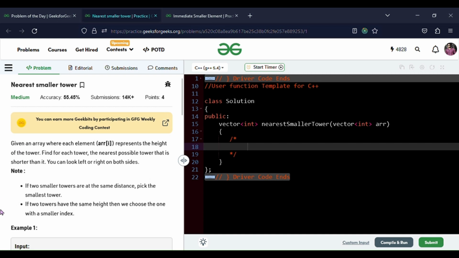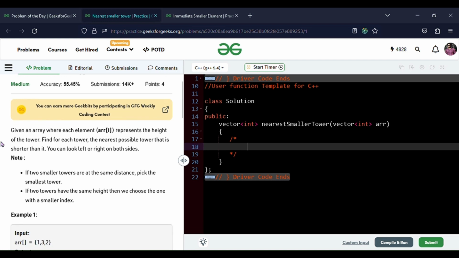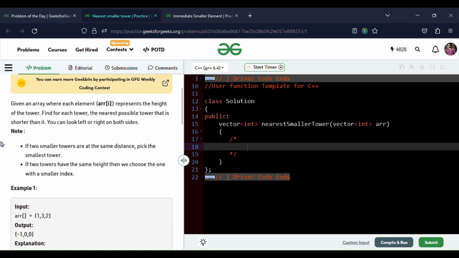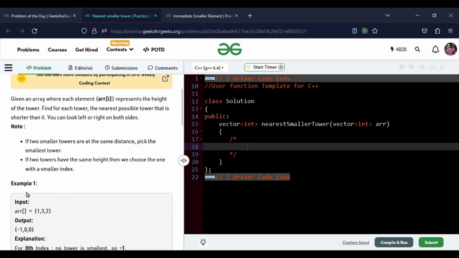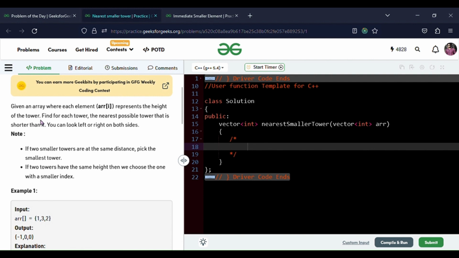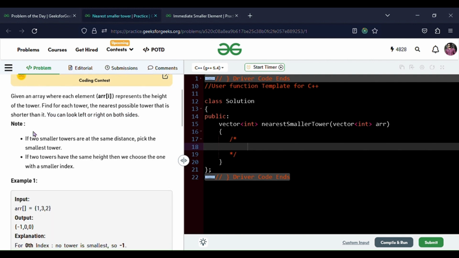Hello everyone, today we are going to do the GFG problem of the day, and the problem name is Nearest Smaller Tower. In this problem we have been given an array of size n, and each value at each index represents the height of a tower. For each tower we have to find the nearest possible tower that is shorter than it, and we can look on the left and on the right side, both sides.